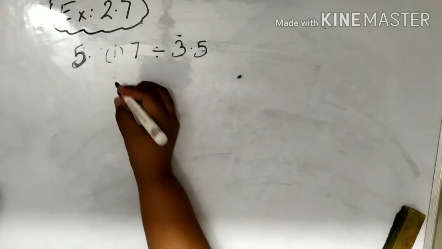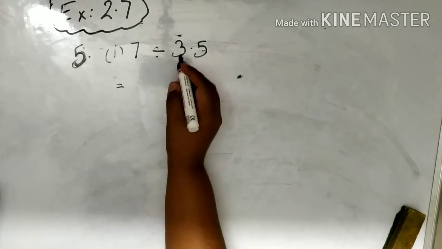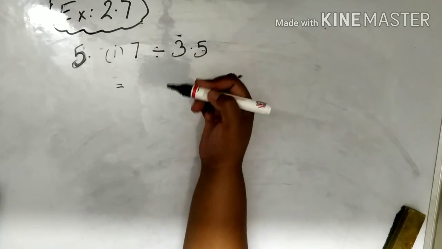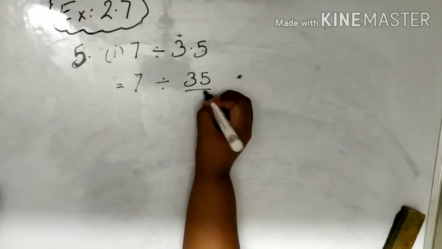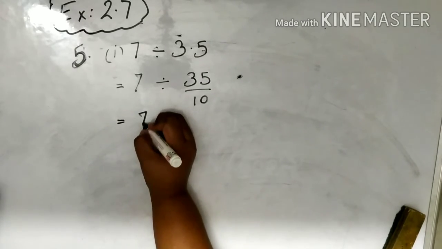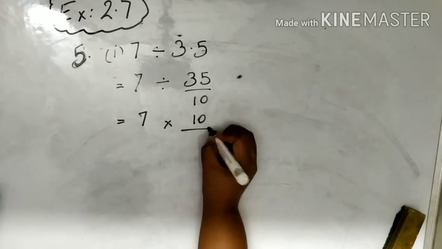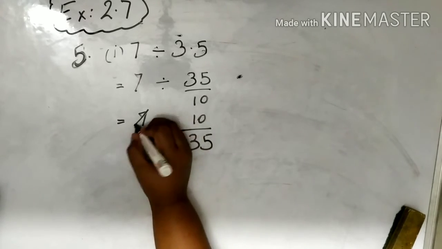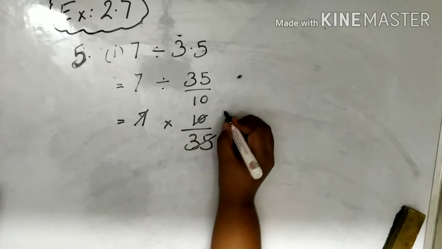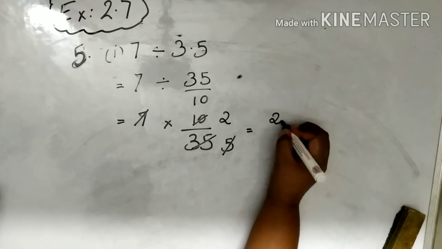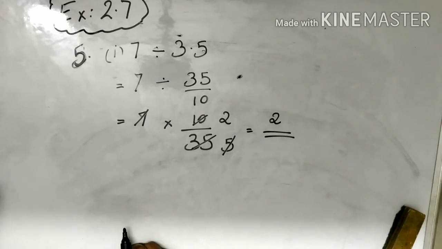So let's do it. The very first step is converting all the decimal numbers into fractions. That is 7 divided by 35 divided by 10, right? Second step, 7 into 10 by 35, right? We'll simplify. 5 7s are 35, 5 2s are 10, answer will be 2, right?